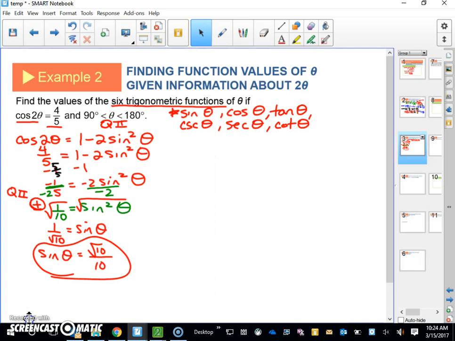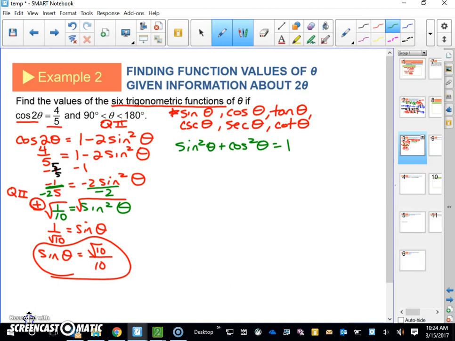Now, once you've got one of them here, and we need to find the next one, probably going to find cosine. You've got some options. You could go back to your cosine double angle, or you could go to your Pythagorean identity, sine squared plus cosine squared equals 1. That might be a good way to go. You've got several different options. Just pick one and go with it. I think maybe we'll go with that. Sine squared theta plus cosine squared theta equals 1.